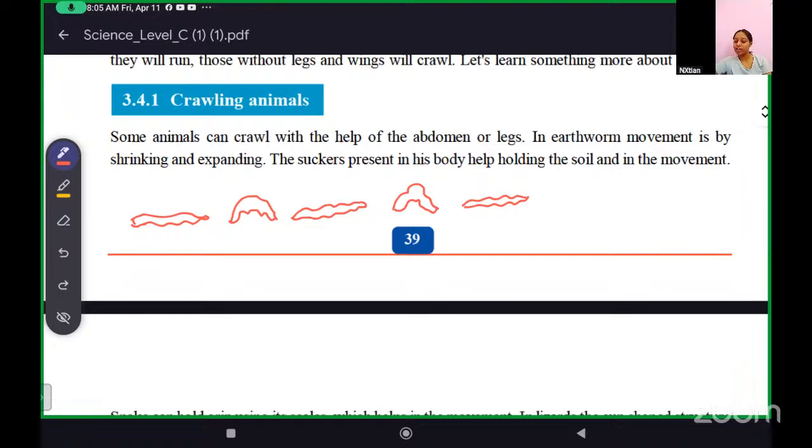How does the snake move? Snakes just crawl. They do not shrink and expand, but they just crawl their body, drag it like this, on the abdomen, and with the help of the abdomen they move.